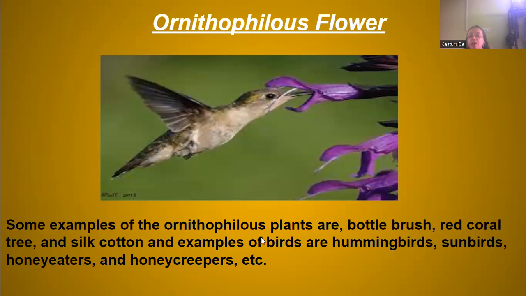You can see some examples are bottle brush, red coral tree, and silk wattle. Examples of the birds which pollinate are the hummingbirds, sunbirds, honey eaters, and honey creepers.